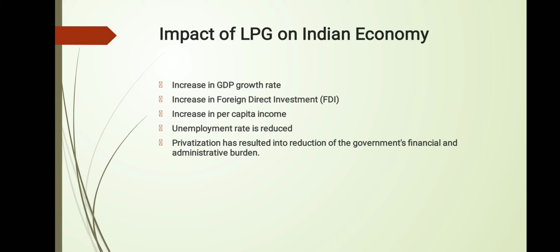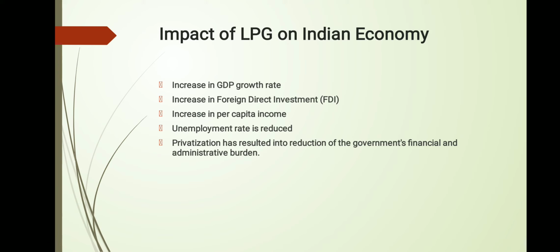So the LPG model, privatization particularly, has resulted in reduction of government financial and administrative burden, because initially, during 1948, 1956, 1977, 1980, it was the government's responsibility, because the government was controlling many industries, and we saw monopoly in many industries, and many government sector companies were becoming sick due to many different reasons, and the financial burden was again on the government. So after 1991, when the government took the decision of privatization, it has now shifted to private people, right?